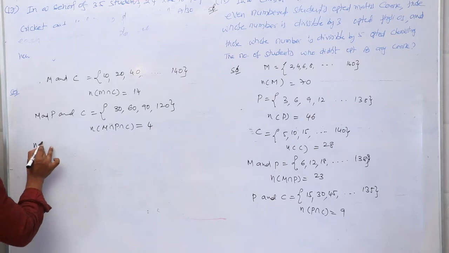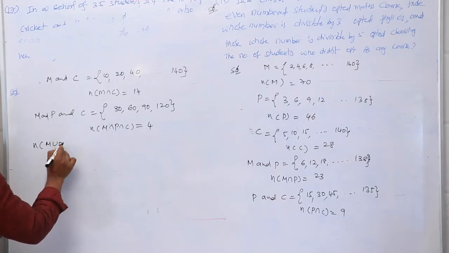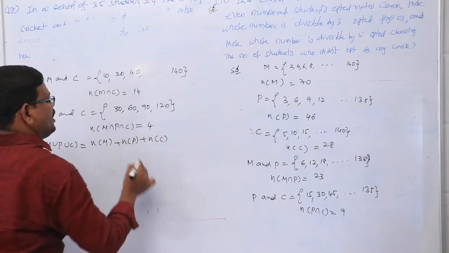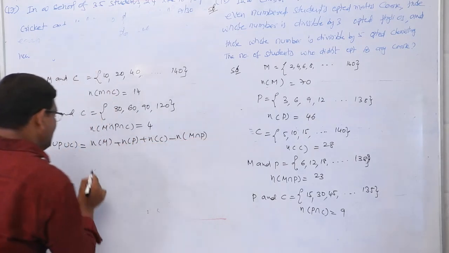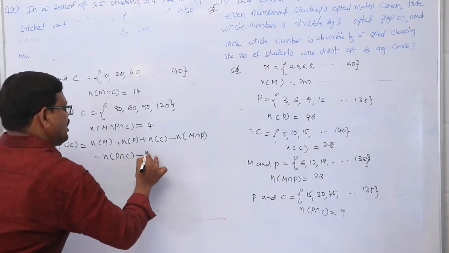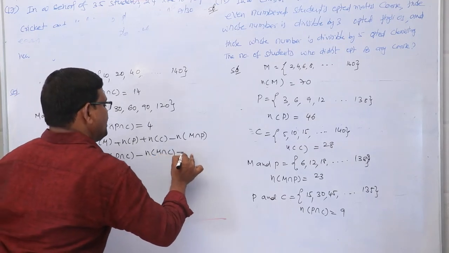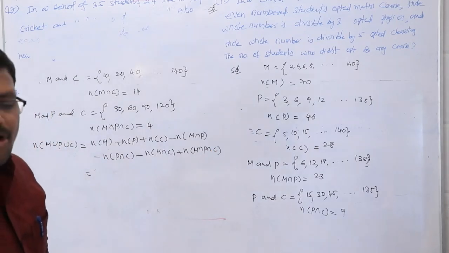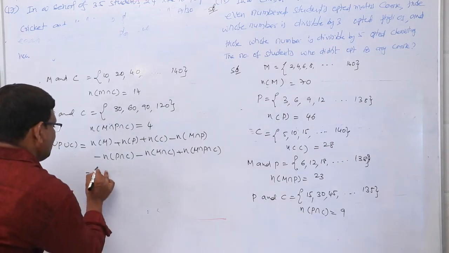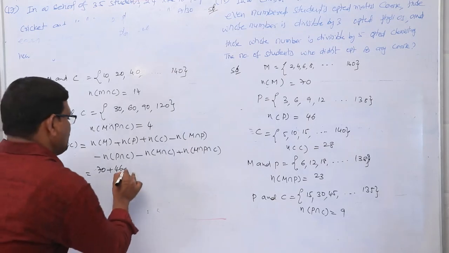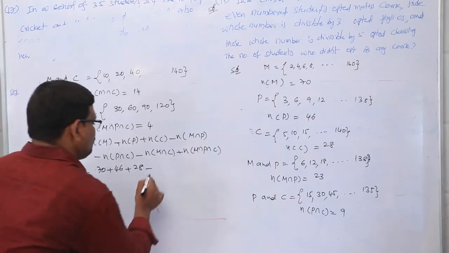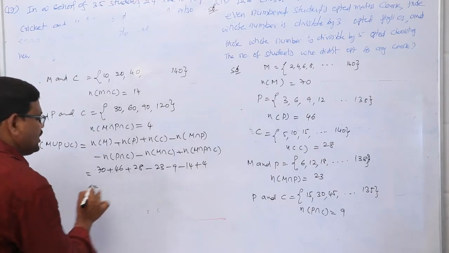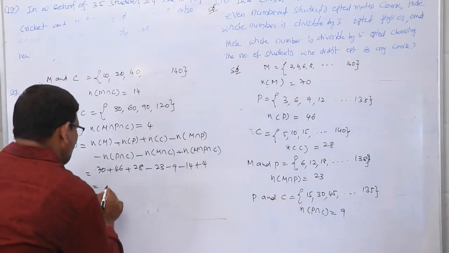We know that number of M union P union C equal to number of M plus number of P plus number of C minus number of M intersection P minus number of P intersection C minus number of M intersection C plus number of M intersection P intersection C, that equals 70 plus 46 plus 28 minus 23 minus 9 minus 14 plus 4, that equals, the answer is 112.